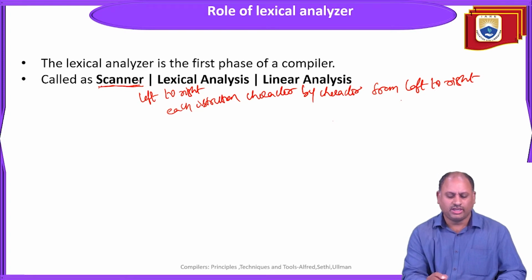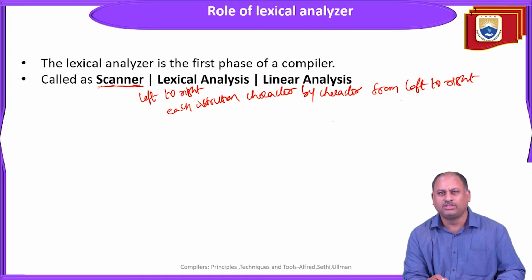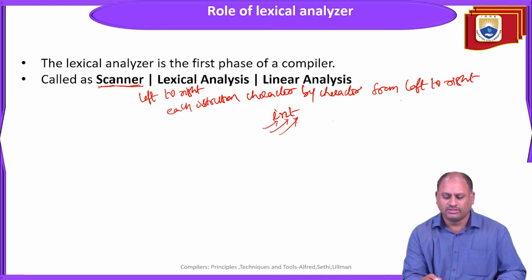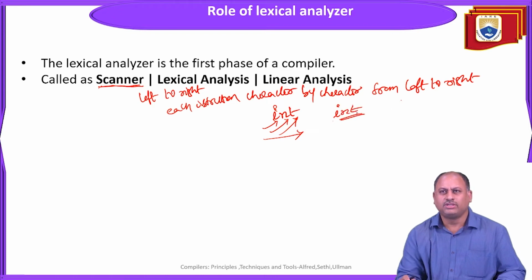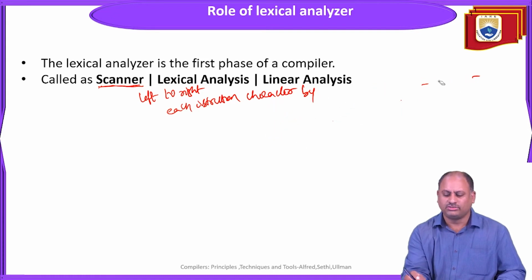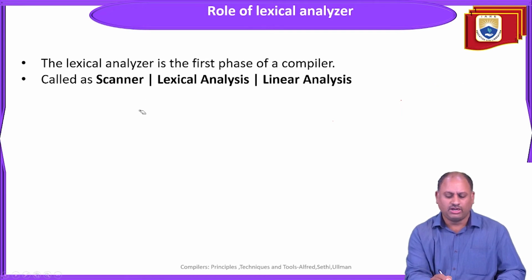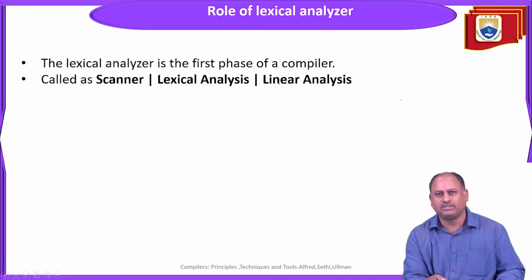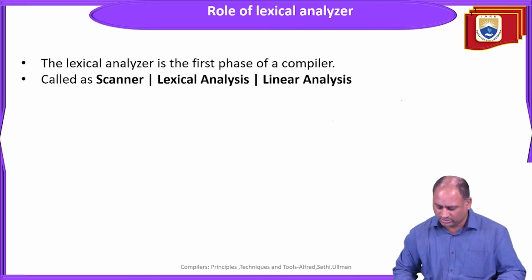Scanning means reading the characters. How do we read them? Character by character. Suppose, for example, int. First it will read I, then N, then T. So it is a left to right mechanism, character by character. First time I, second time N, third time T. That's why all the instructions are read one after another. This process is called the scanning process, so the name is given as scanner. It is also done in linear fashion, one after the other, so it is also called linear analysis.